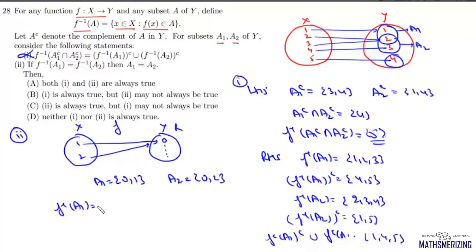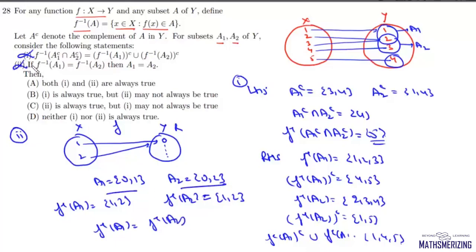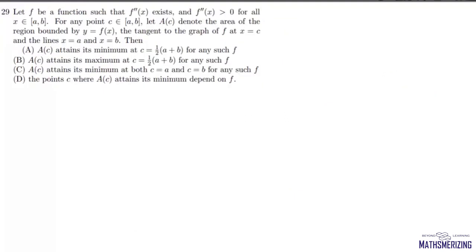Now F inverse A1: there is no image for 1, so for 0 we'll have the preimage 1, 2. And F inverse A2 also: there is no image for 2, so for 0 we'll have 1 and 2. So in this case F inverse A1 is equal to F inverse A2, but A1 is not equal to A2. So the second one also is not necessarily always true. So the answer is neither 1 nor 2 is always true. That's your option D.